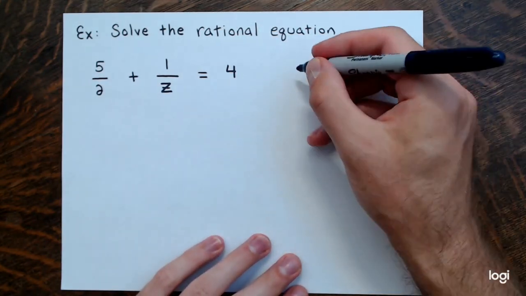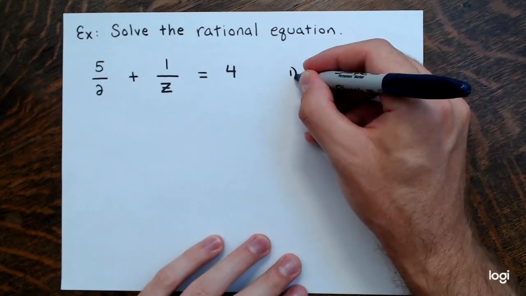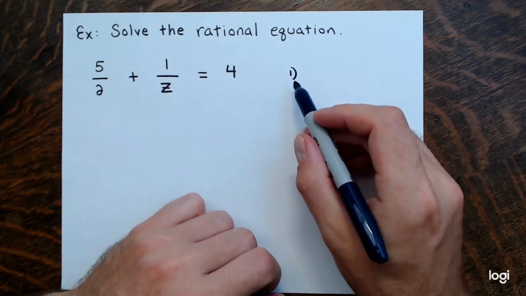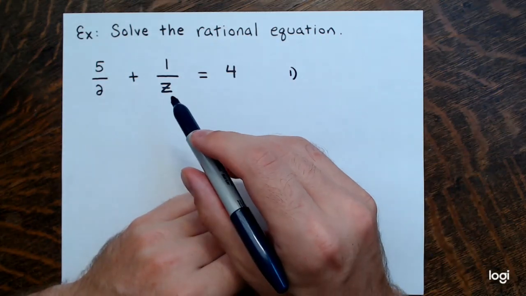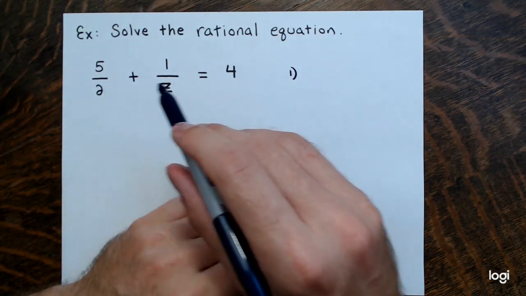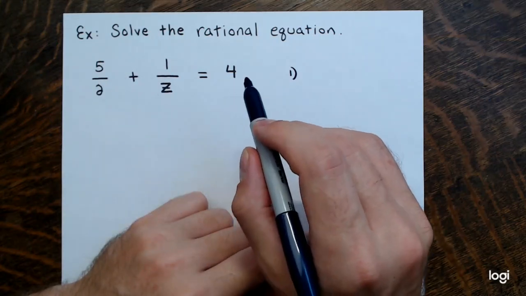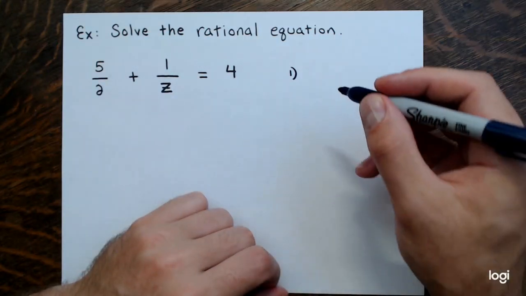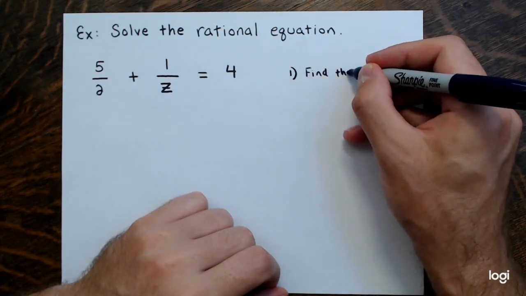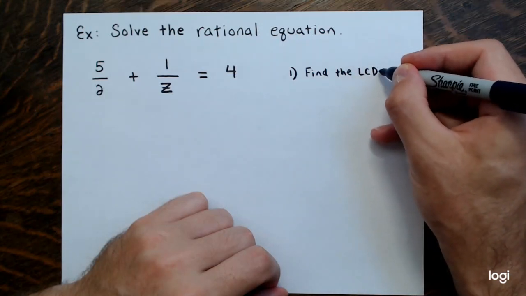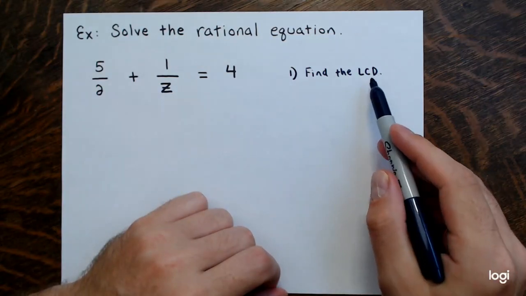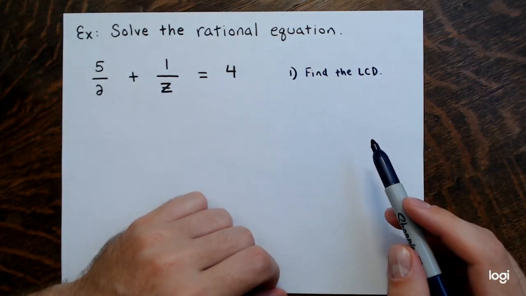Alright, so I've got some steps in the procedure here, how we're going to solve equations with rational expressions in them. I'm trying to figure out what can z be so that this is a true statement, that this side indeed equals this number 4 over here. So first I'm going to find the LCD, the least common denominator of all the fractions, or the least common multiple of all the denominators.